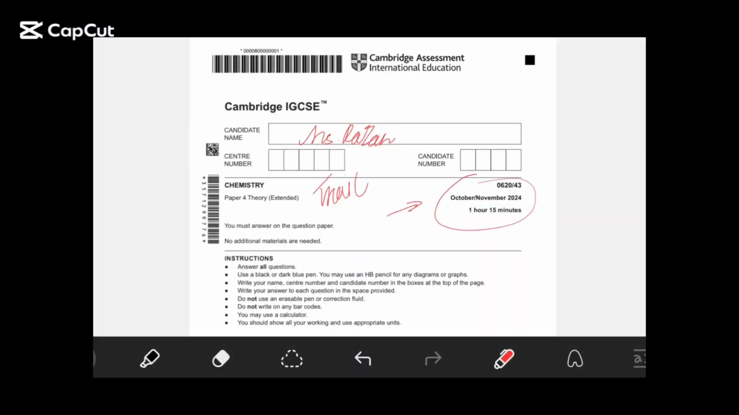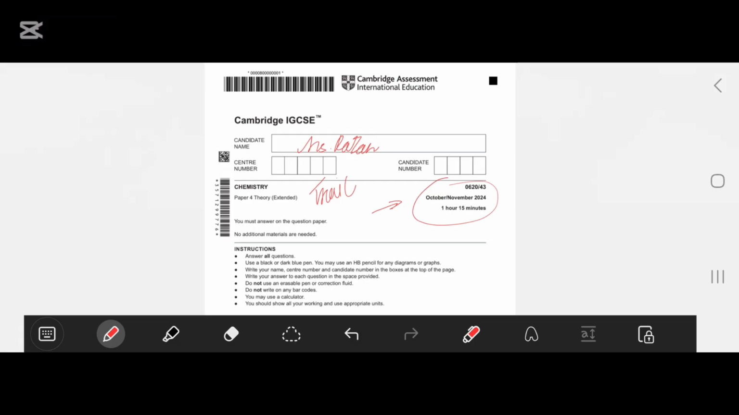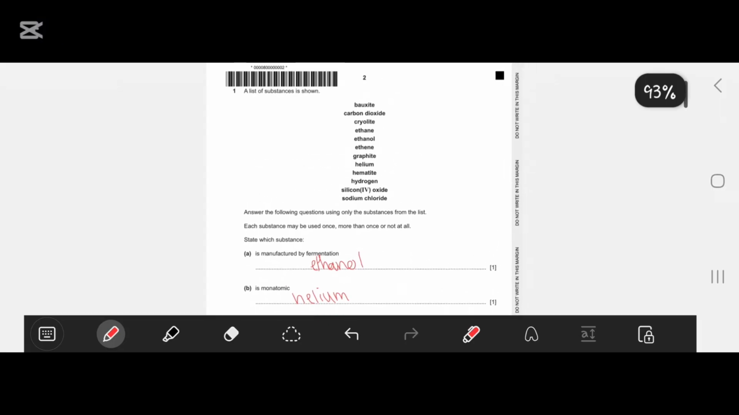This is Mrs. Razan, and I'm going today to be solving October-November 2024 variant 3, which was the last paper for the 2024 session, which is then after the February-March session 25. Now let's start with the first question.